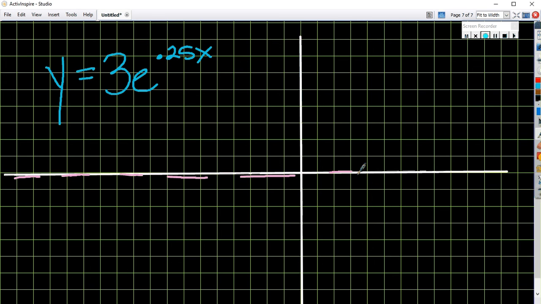Asymptote's at 0. Easy drawing point: 0, 3 is what we said. 0, 1, 2, 3. It is growth.